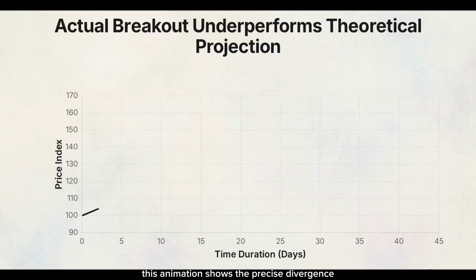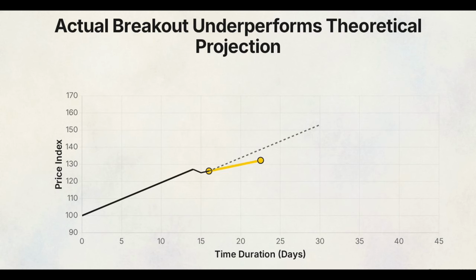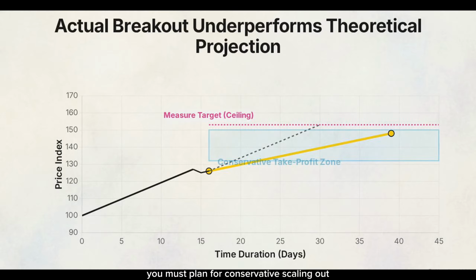This animation shows the precise divergence. On average, the actual price data tracks a shorter distance and takes longer to get there. The post-breakout move falls short of the pre-breakout trend. Therefore, the measure target must be treated as an absolute maximum ceiling. You must plan for conservative scaling out prior to that theoretical peak.